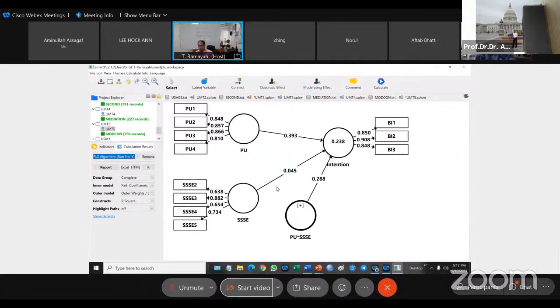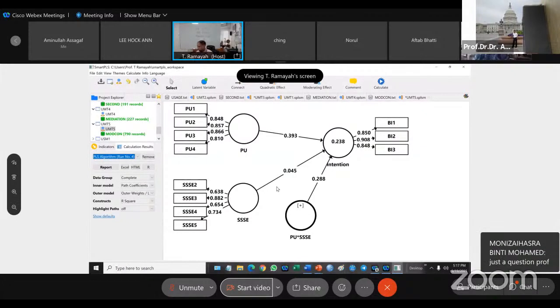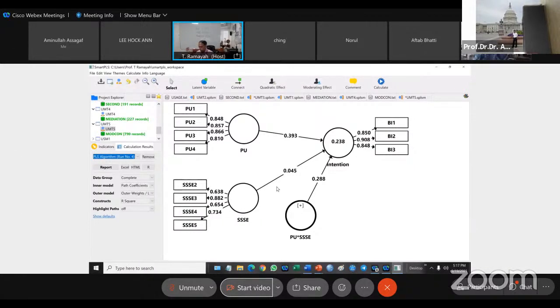The problem is like this: when you collect data on age, most of them are in the same age group. The age group is 25 to 30, so it actually has very little spread. When you have that kind of situation, moderation will not work. You need very young people and very old people, so the spread is larger. Then it will be significant. That's one of the reasons.